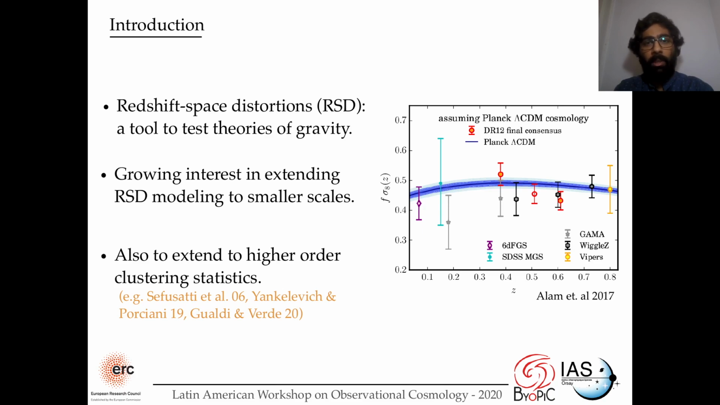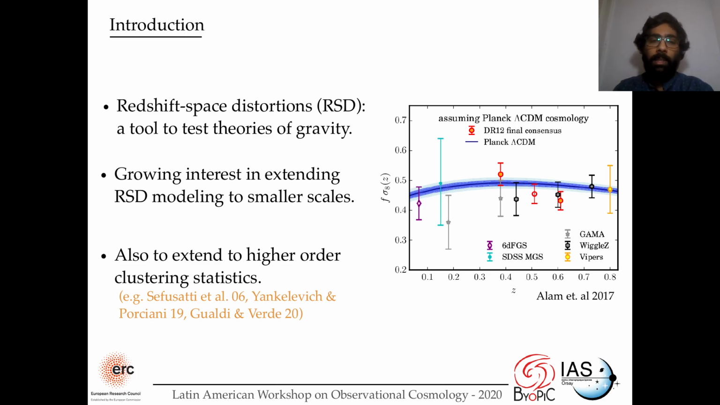For example, on the right-hand side of the plot is a result from the post-DR12 survey, where they have compiled different measurements of the growth rate of structure times sigma 8 as a function of redshift. We can see the blue band is the Planck cosmology assuming a GR prediction. So this provides us with a tool to test theories of gravity.